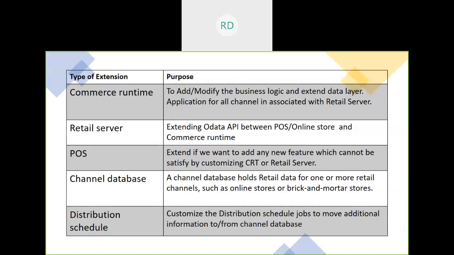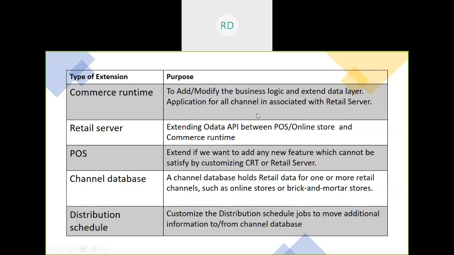Now let's talk about the retail extensibility. Quickly, you have seen the workflow and where you do customization. To add more on the theoretical side, what are those customizations involved? Commerce runtime. The commerce runtime is a business application engine or business layer for database operation or real-time service operation, and its purpose is to add or modify business logic or extend the data layer. Once you do some customization in the commerce runtime, it will be applicable for all the terminals, all the channels, or all the stores, wherever it is configured.